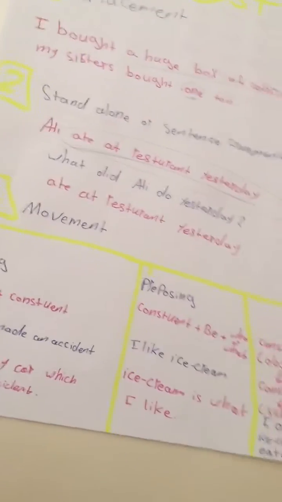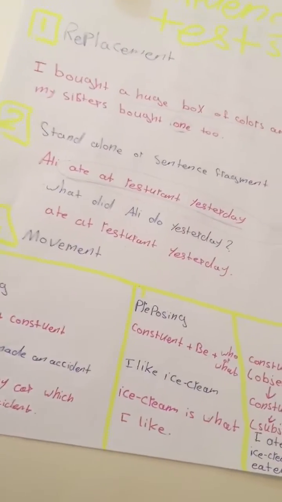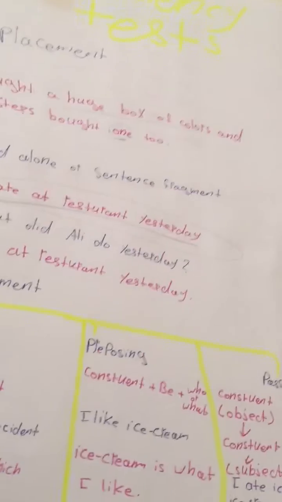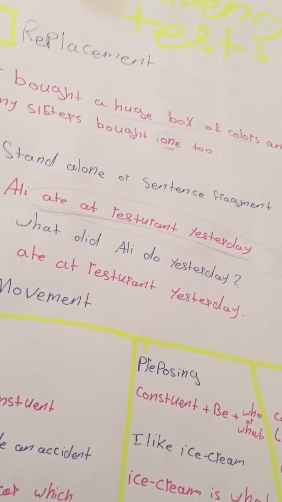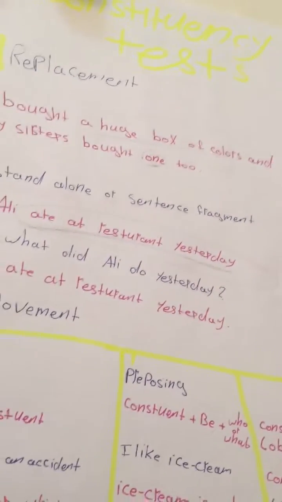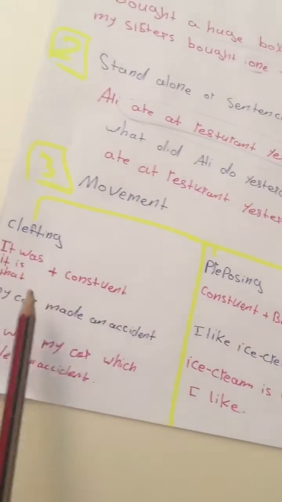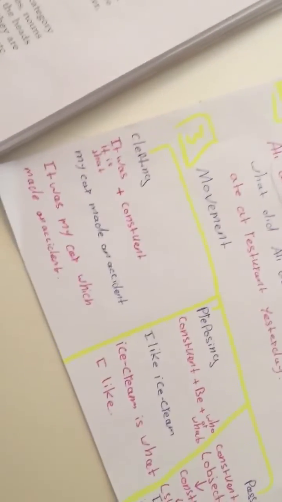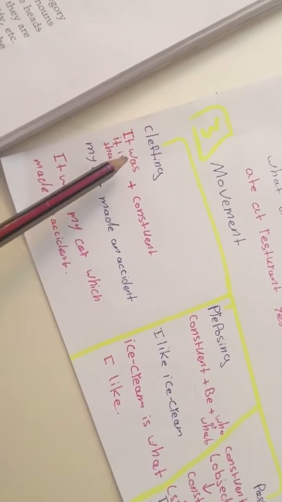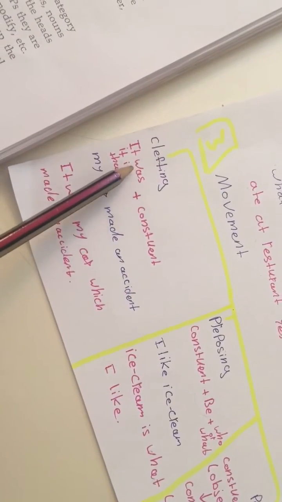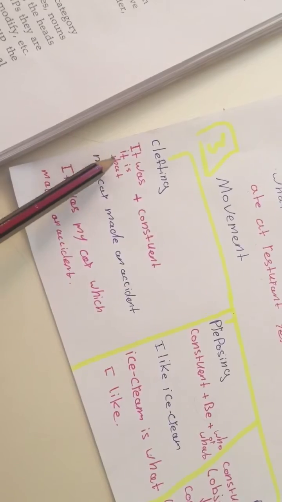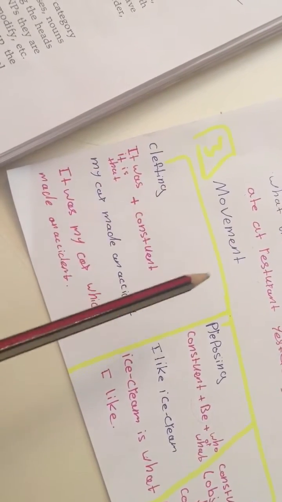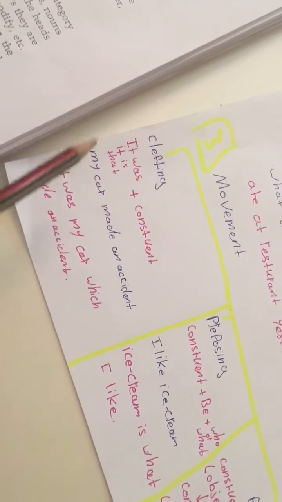The third one is the movement. What's the meaning of movement? It means that you can move a group of words around in the sentence. And here are the three ways of that. The first one is clefting. Clefting means that I put it was, or it is, or that before the constituent.